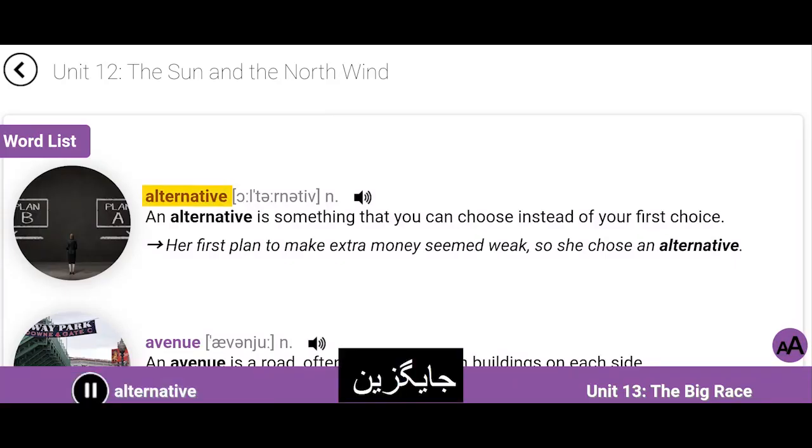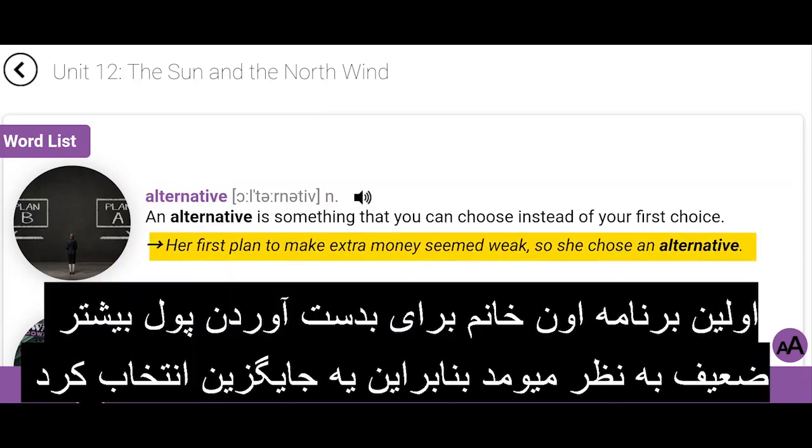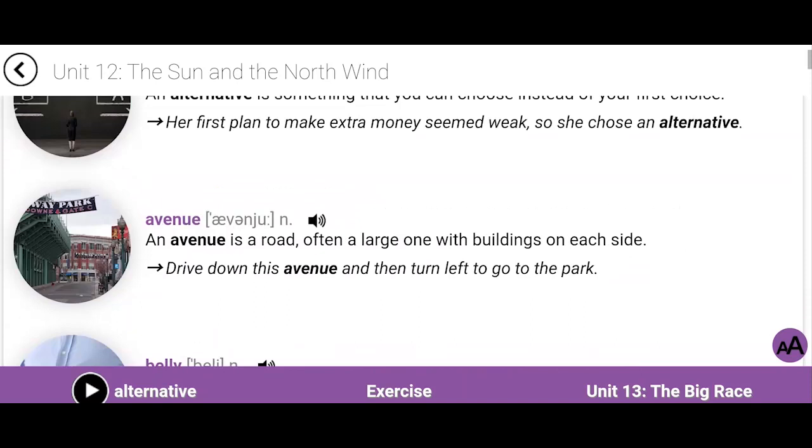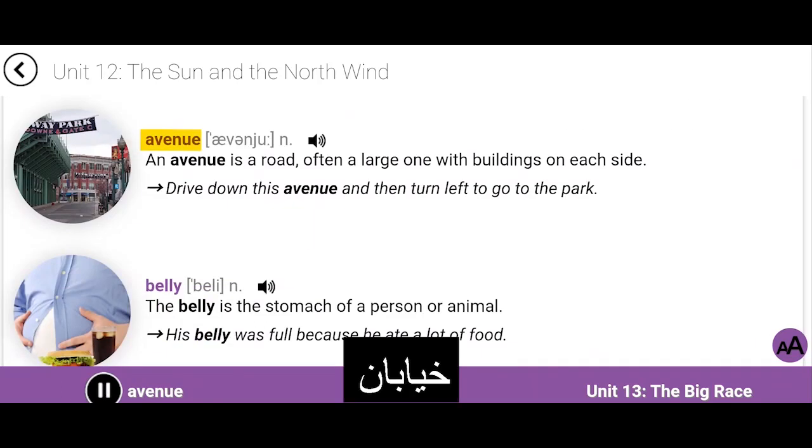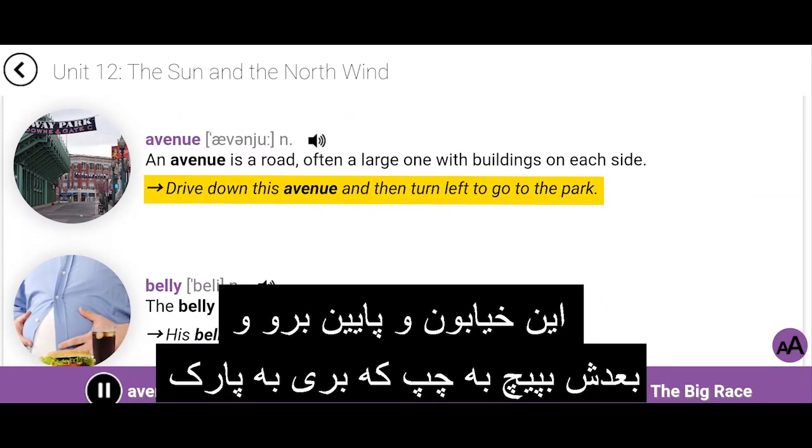Alternative. An alternative is something that you can choose instead of your first choice. Her first plan to make extra money seemed weak, so she chose an alternative. Avenue. An avenue is a road, often a large one with buildings on each side. Drive down this avenue and then turn left to go to the park.